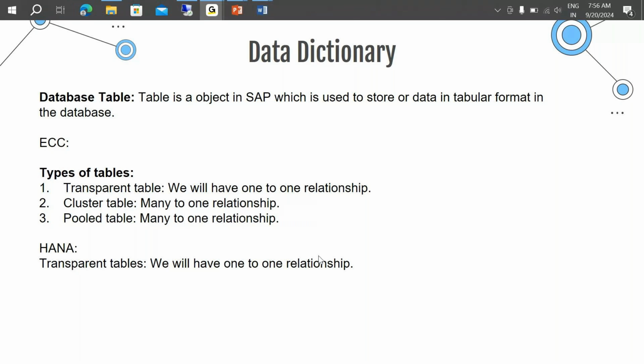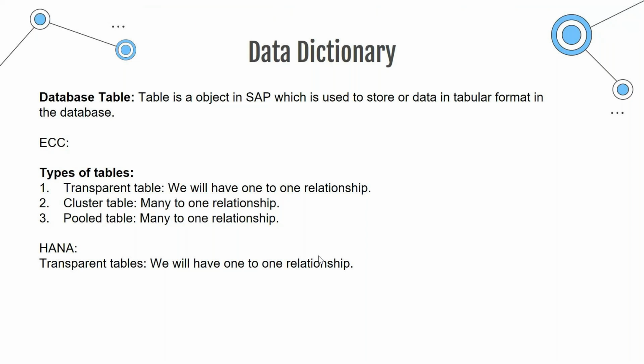And one more thing, you said a transparent table will have only a one-to-one relationship. That I'm not getting. Could you please differentiate between these two clearly? I'm not getting it actually.